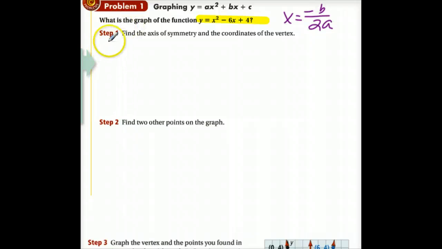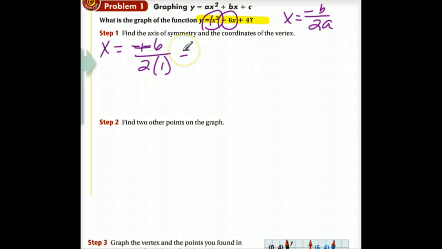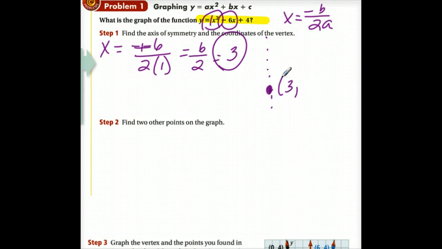That is going to give us our axis of symmetry. So putting that in, negative, whatever b is, a -6, so that's going to be a +6, over 2 times whatever a is. Here, a is 1. So this is going to be 6 over 2. x is going to equal 3. That tells us where our axis of symmetry is, but we don't know what point the vertex is. We know that x is 3.